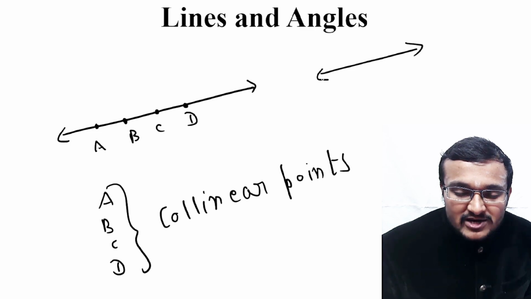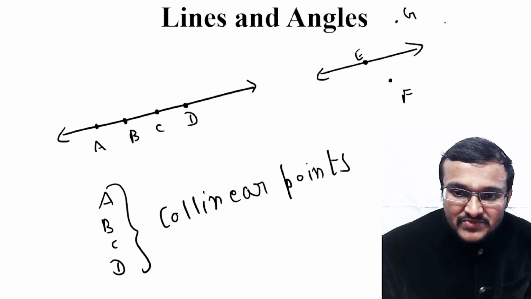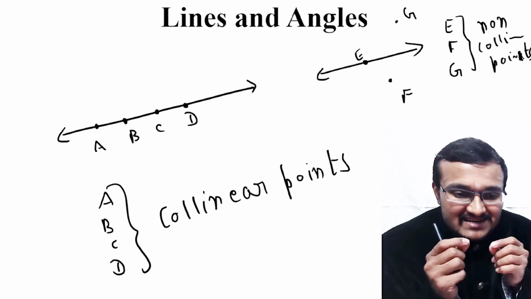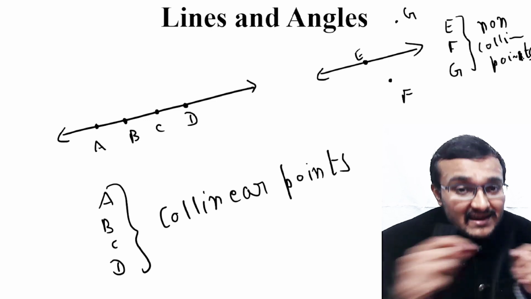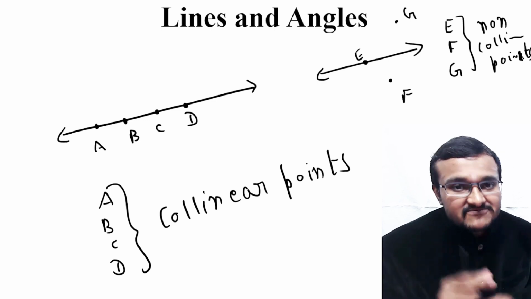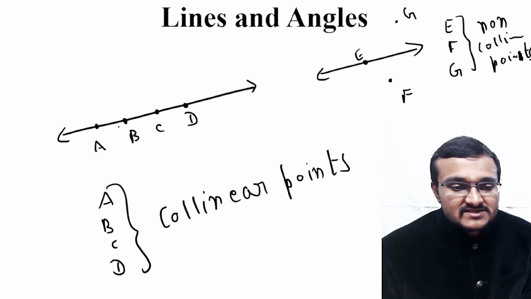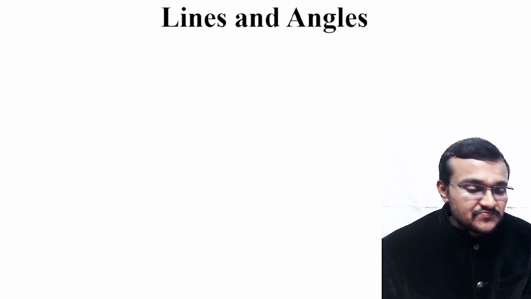Now if I take one more straight line and there is one point E on this straight line, and point F is somewhere here and point G is somewhere here, then E, F, G are non-collinear points. That means they don't lie on the same line. If they lie on the same line, then they are known as collinear points. If they don't lie on the same line, then those points are known as non-collinear points. These terms also you have to remember.